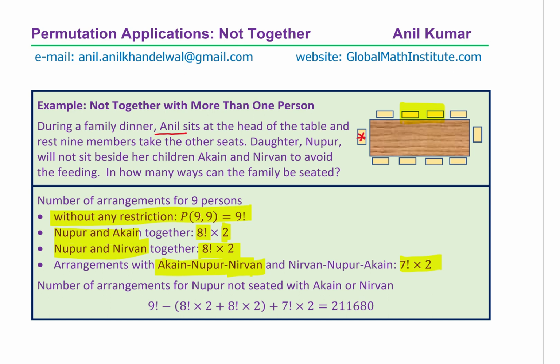So we'll use the complement. We are interested in finding the number of arrangements for Nupur not seated with Akain or Nirvan. So 9 factorial is the total number of ways, taking away the ways in which Nupur is seated with Akain or with Nirvan. That is the combination rule, right? And then we have to add all three of them together with Nupur in the center. That means 2 times 7 factorial. And that gives you the answer, 211680.